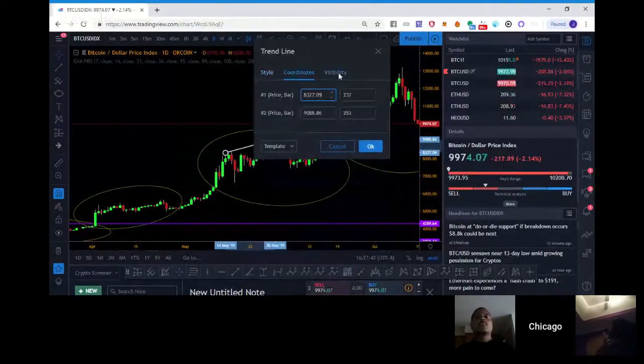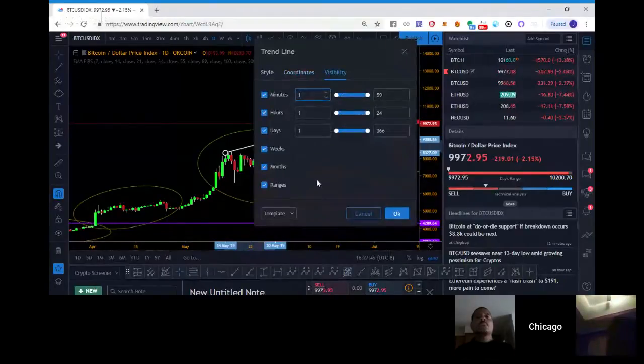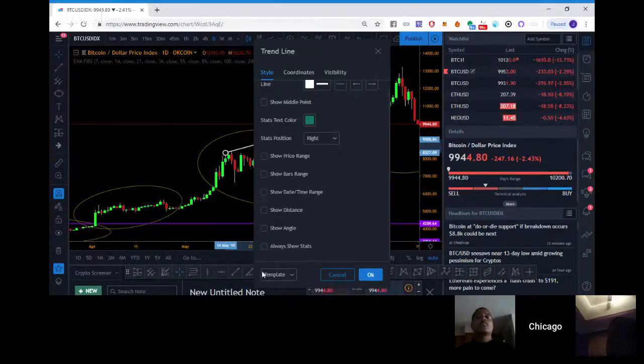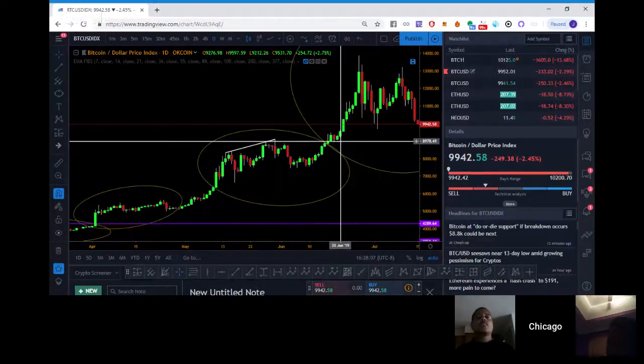Coordinates, visibility, ranges. And it's put me at a little bit of a disadvantage. Center right, visibility, normal. That's cool. I want the extension. Show distance. That's crazy. I just drew it.